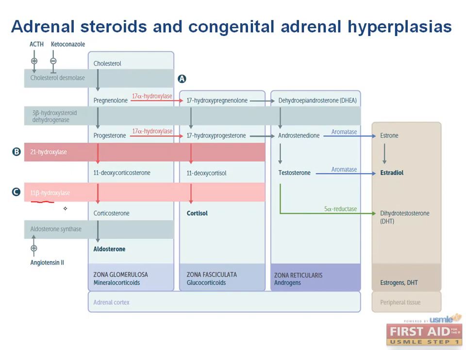Lastly, we have 11-beta-hydroxylase. Similar to 21-hydroxylase deficiency, we see low levels of aldosterone and cortisol. However, an important difference between these two forms of CAH is that 11-deoxycorticosterone, shown here, has mineralocorticoid activity that is similar, though not equivalent, to aldosterone. So, therefore, excess levels of 11-deoxycorticosterone leads to hypertension, as opposed to the hypotension that we see in 21-hydroxylase deficiency.